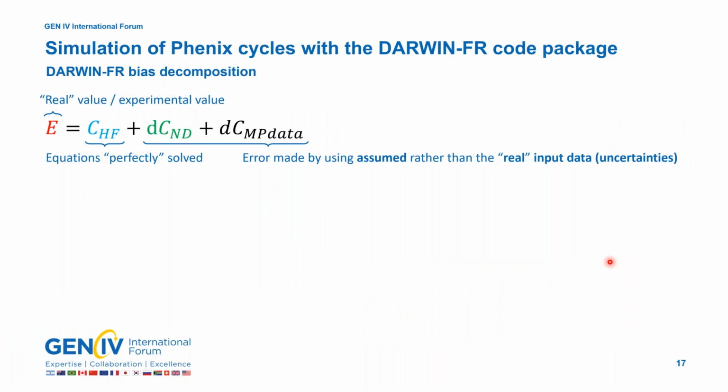And before actually making this bias decomposition, I will need to introduce some vocabulary. Imagine that you have the real value of the experimental reactivity loss, so the experimental value without any uncertainties. And you have a high fidelity modeling that is perfectly solving the different equations. Even in that case, we will not obtain the exact same value, as we are using input data. So we are using nuclear data that have uncertainties.